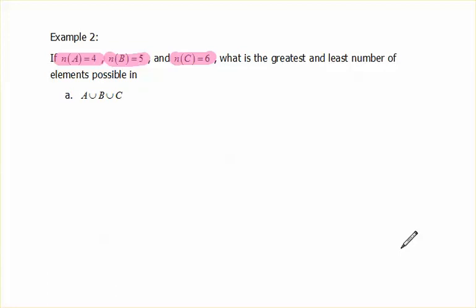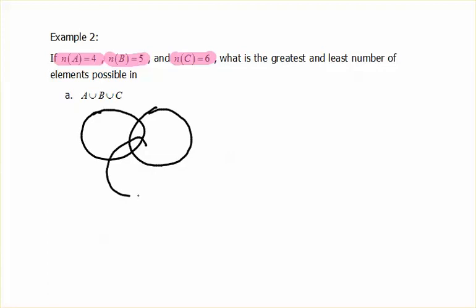And this is tough because we don't know what the set includes. All we know is that A has 4 items, B has 5 items, and C has 6 items. So what we could be looking at is a situation like this where we have our set A, our set B, and our set C, and they could all be meeting together. So that in just one spot, that's highly possible.